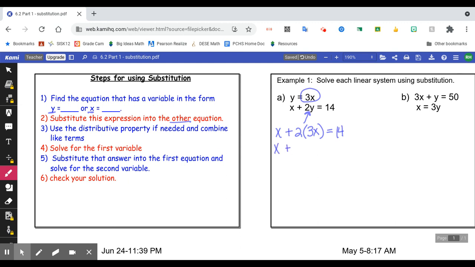x plus 2 times 3x is 6x equals 14. Combine like terms gives me 7x equals 14. Divide by 7, and x equals 2.